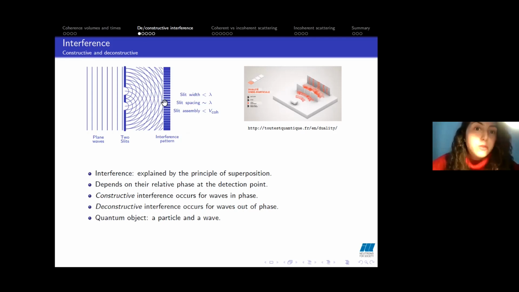Then here we have the detector, and we will get bright spots and dark spots. The dark spots mean that we have destructive interference, and the bright spots mean that we have constructive interference. For destructive interference, the effects of both scattered spherical waves cancel out, while in constructive interference, their effects sum up to give more energy or more amplitude in the signal.